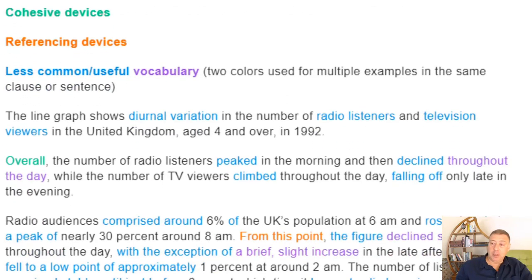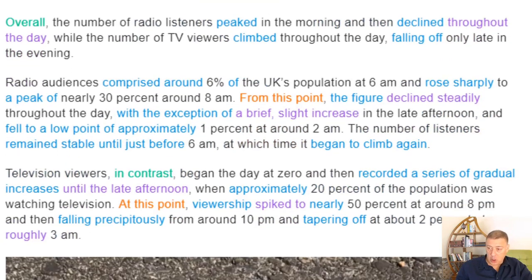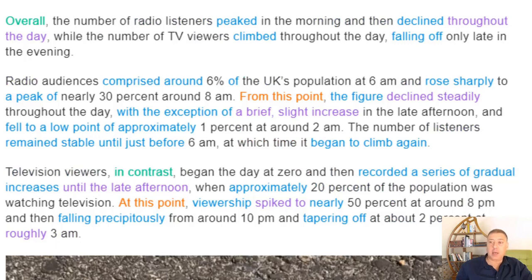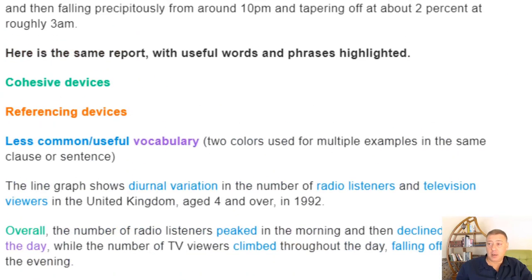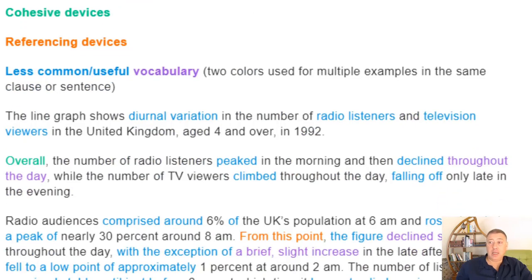Okay, so if you look below, I'm not going to go over all of this, but if you look at the second version below, you'll see some important words and phrases highlighted. So cohesive devices are in green, referencing devices are in orange, and less common or useful vocabulary is in either blue or purple, depending on how many bits are in a sentence.